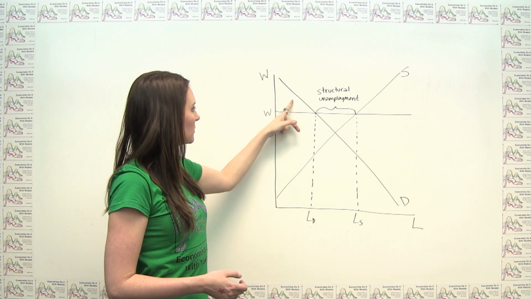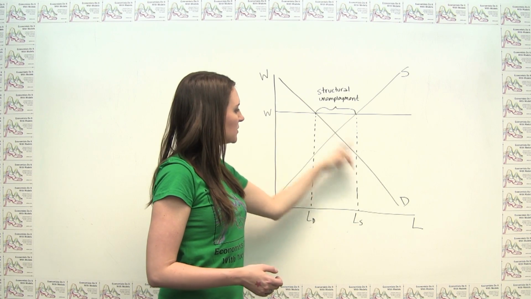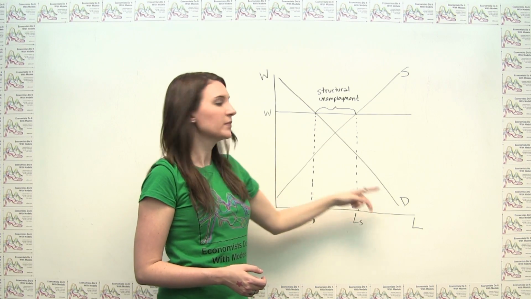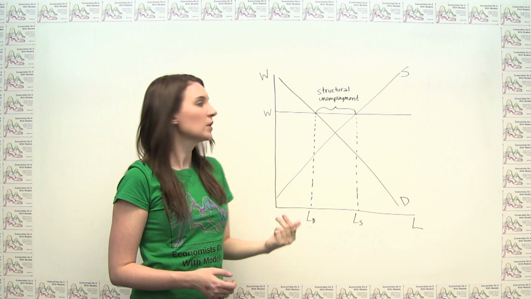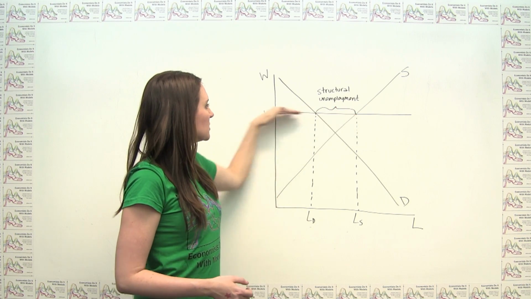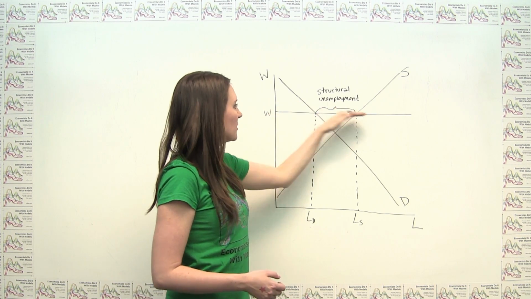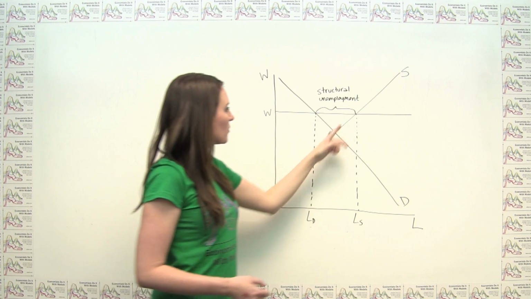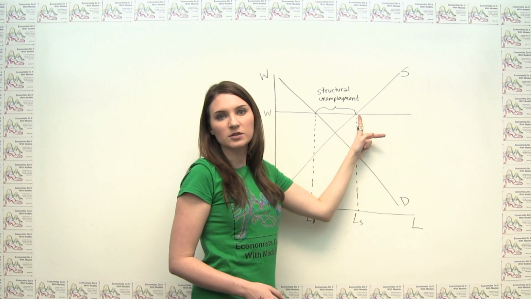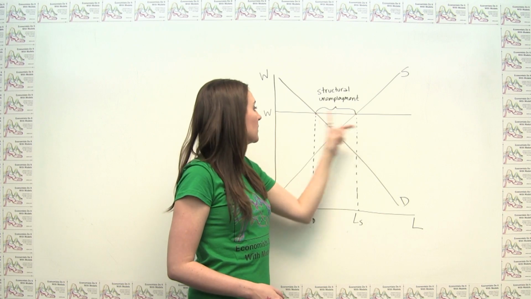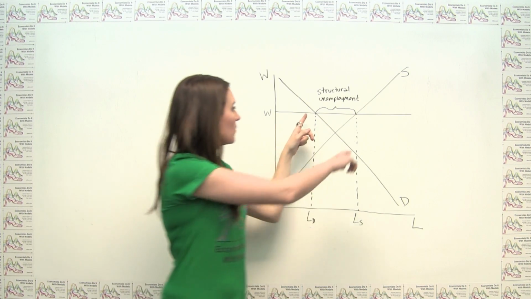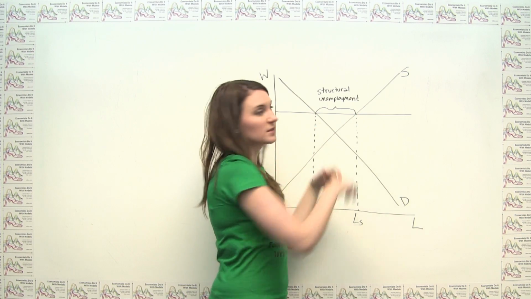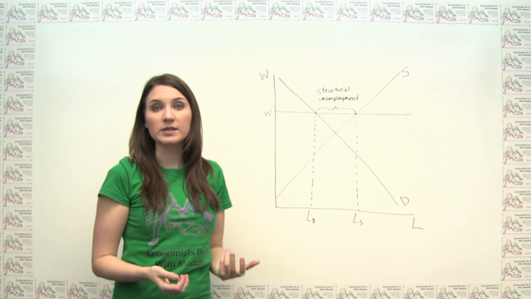We have in a particular labor market a demand for labor by firms and a supply of labor by workers. And we can see if the wages, for whatever reason, are set higher than the equilibrium, there will be more people wanting to do that job at that wage than there are firms willing to hire them. And we can say that the difference is structural unemployment.